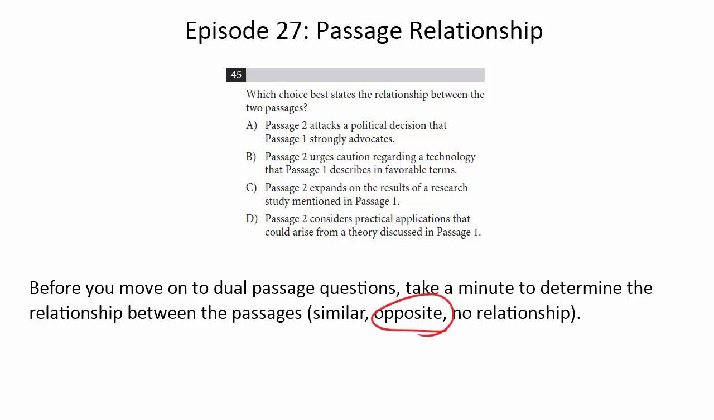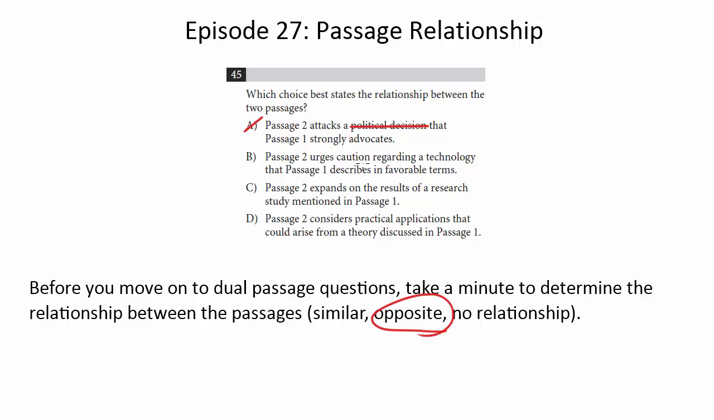Passage 2 attacks a political decision that Passage 1 strongly advocates. So there is a sense in which Passage 2 is doing some attacking and Passage 1 is doing some advocating, but they're not talking about a political decision, they're talking about a technology. So we can get rid of A.